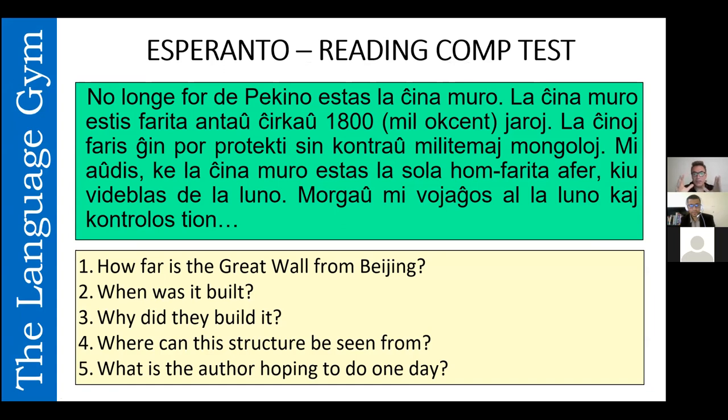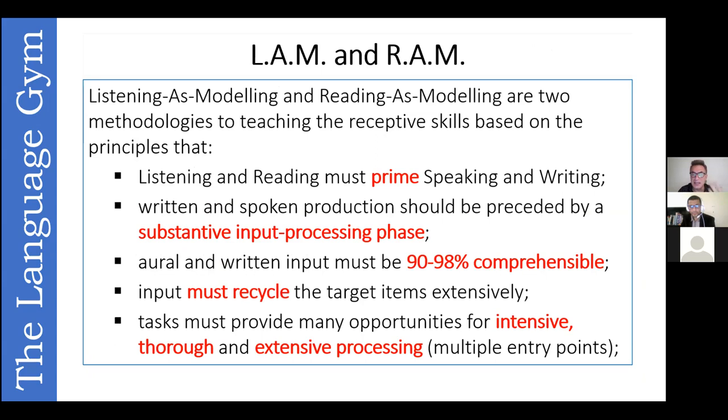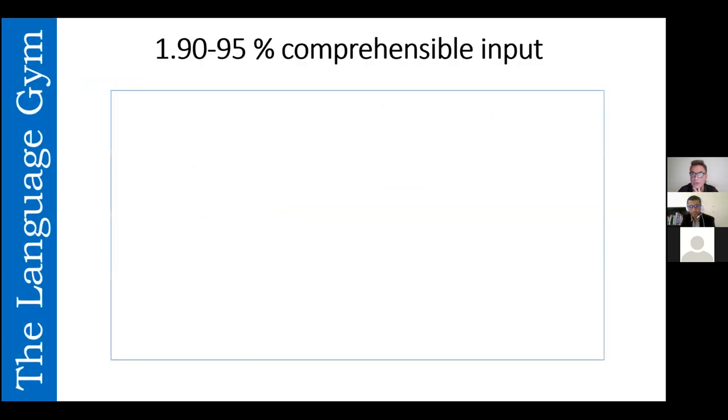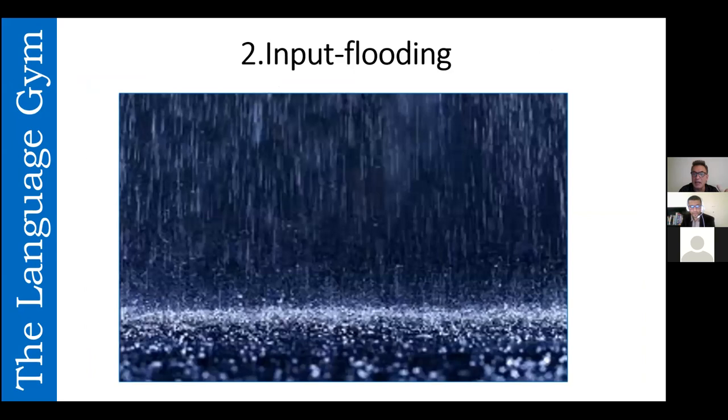If we are using a text for listening or reading, it is not because we're preparing them for an exam, but because we're modeling speaking through listening and writing through reading. So what does that mean? It means that if you want to use listening as modeling and reading as modeling as an approach, you need to follow a number of steps. Principle number one, we said earlier, if you want your reading or listening text to model, it has to be 90 to 95% comprehensible.